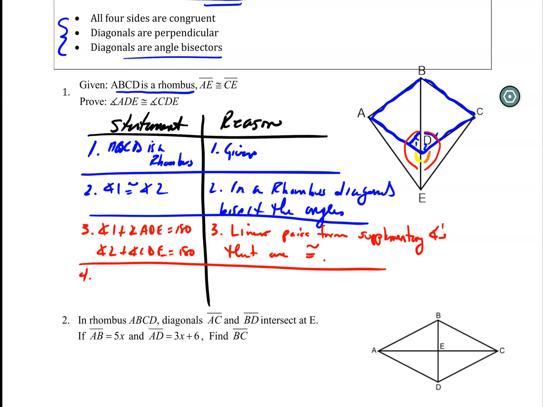And that allows us to make the claim that angle ADE is congruent to angle CDE, which is what we were asked to prove here. Because supplements of congruent angles are congruent. And we're done. All right, we've actually proven what they've asked us to prove.